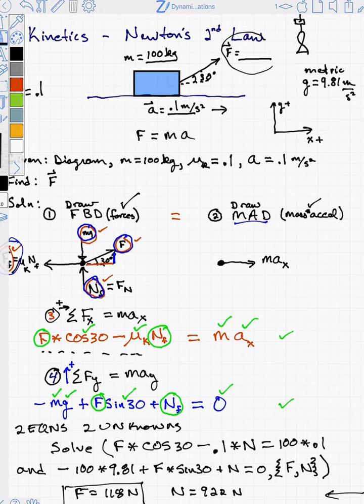We wanted to find the force that it would take to accelerate a 100 kilogram box being pulled at an angle of 30 degrees to an acceleration of 0.1 meters per second squared with a coefficient of friction of 0.1. And we use Newton's second law. The key ingredients are the free body diagram and the MAD, and then the equation for Newton's second law in both the x and the y.